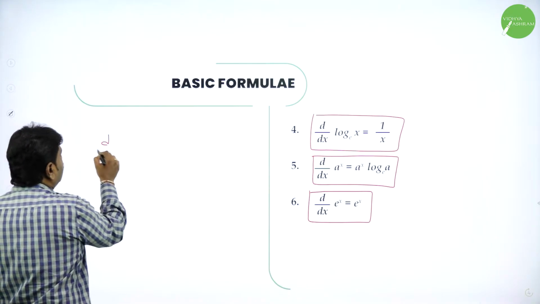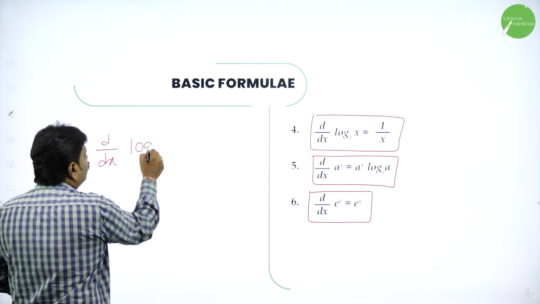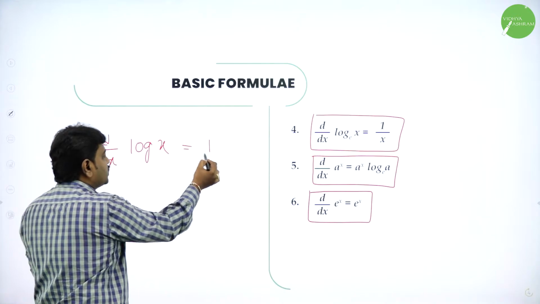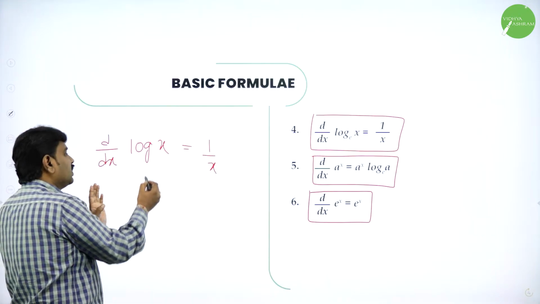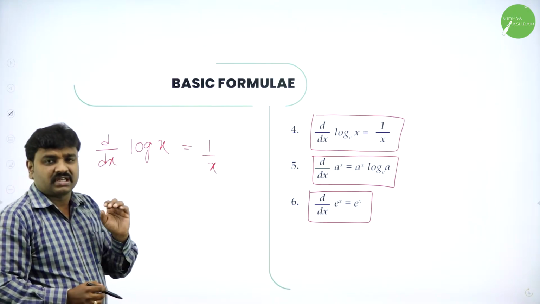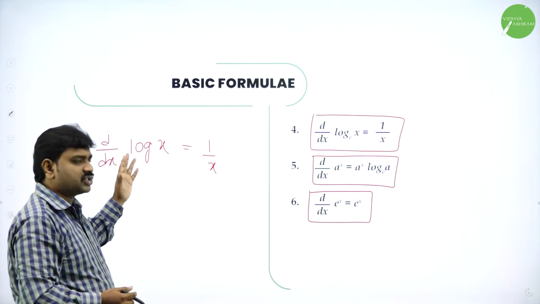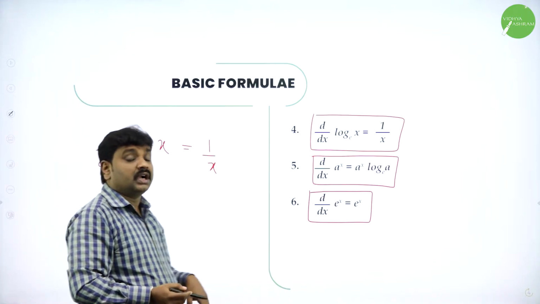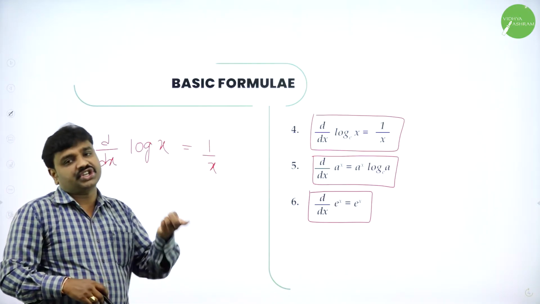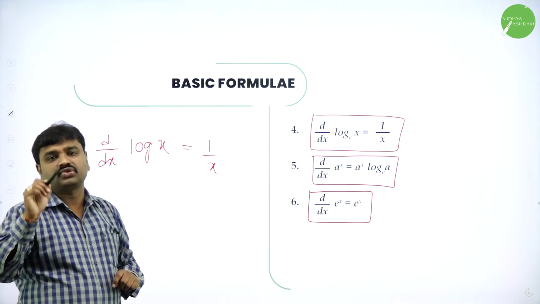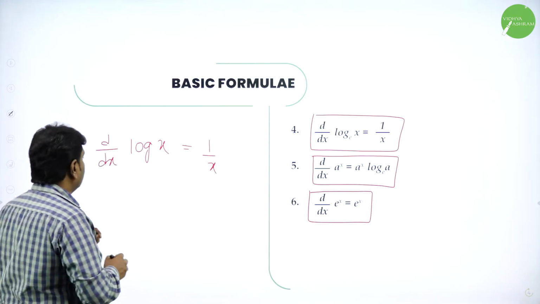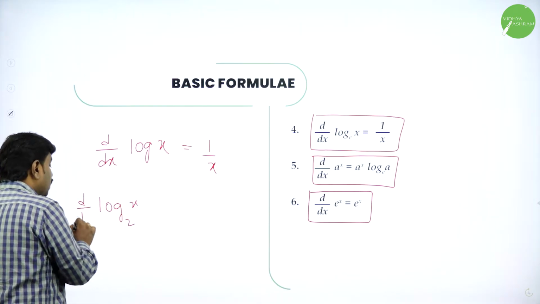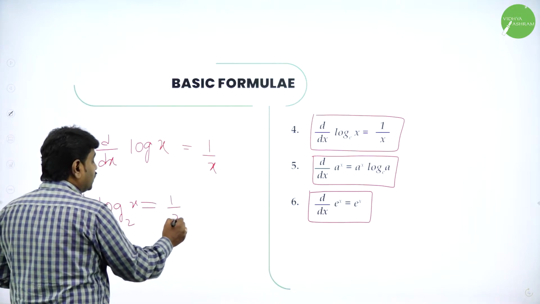So on the board we have d by dx of log x. If they don't give the base, we call it log base e only, and the answer is 1 by x. If they give base e, it is considered as base e. If they don't give a base, by default we assume it is base e. And if they give any other base, then you have to change the base using the change of base rule of logarithm, which you learned in first PUC. So if they give log base 2 of x, d by dx of log base 2 of x is not equal to 1 by x.